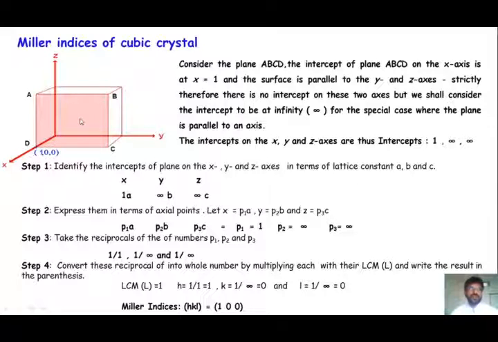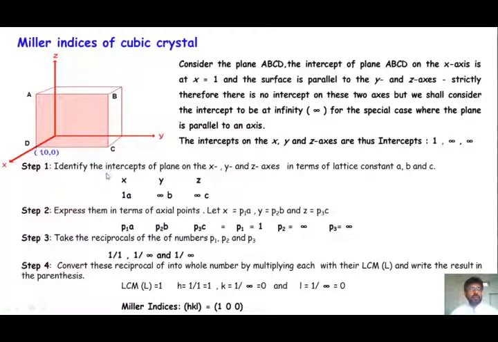Means for those planes having no intercept in space, we consider the intercept of the plane corresponding to that axis to be equal to infinity. For this plane, it doesn't intersect the y and the z axis, and hence we consider it equal to infinity. Therefore, the intercepts on the x, y and z axis are 1, infinity and infinity.